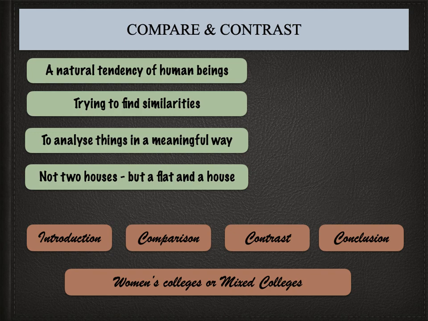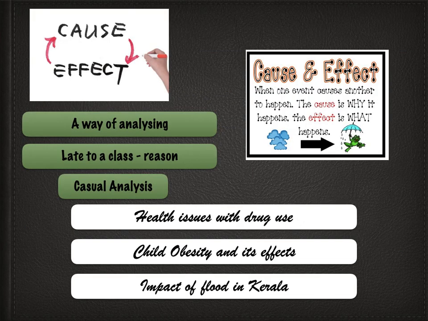So now we are moving on to the next one, which is cause and effect. Now again, this is something which everyone knows, cause and effect. So if you look at this table, you can see when one event causes another to happen, the cause is actually why it happens, and the effect is actually what happens. So you can see this is a method of analyzing.